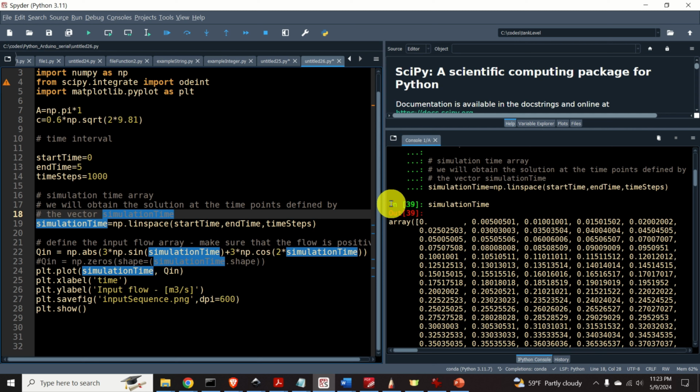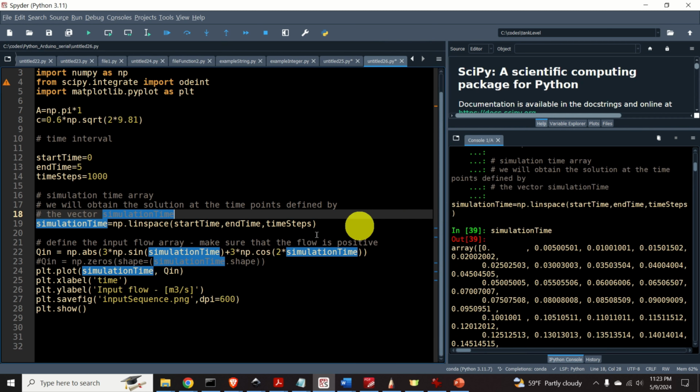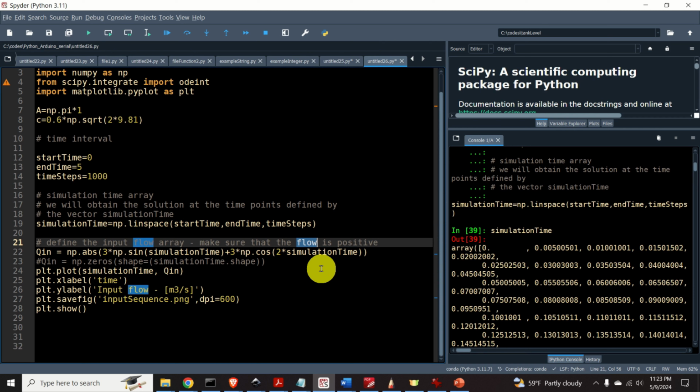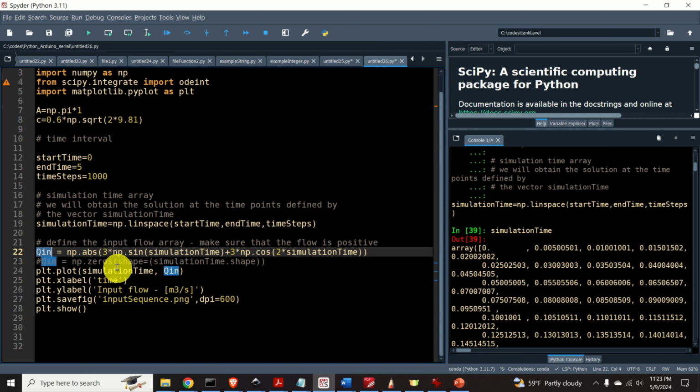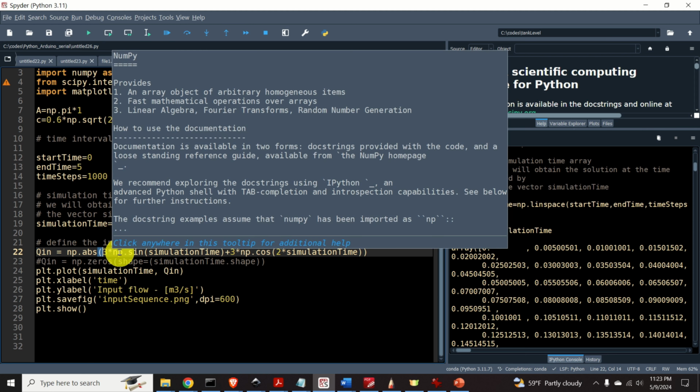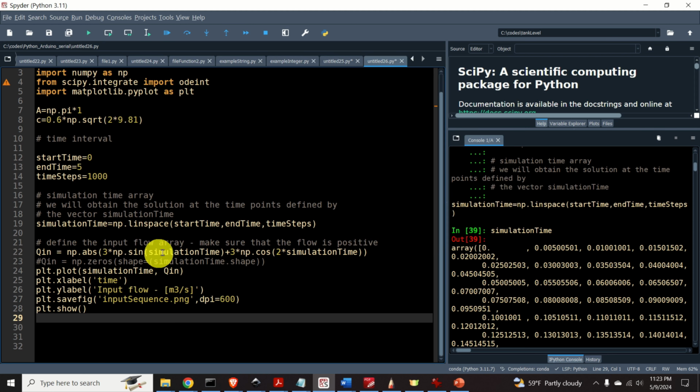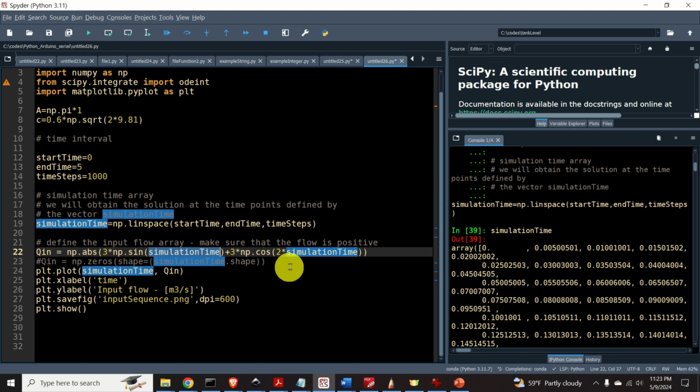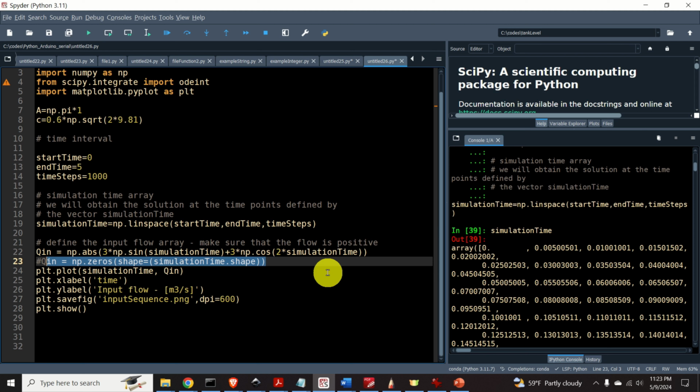Next, we need to define the input flow array. We need to make sure that the input flow array is positive. Here's how I specify QIN. It's simply a harmonic function, 3 times sine of simulation time plus 3 times cosine of simulation time. Over here, I'm also specifying another version of Q input. This is for simulating the initial state response when the input is equal to 0. We will later on uncomment this line in the second simulation run.